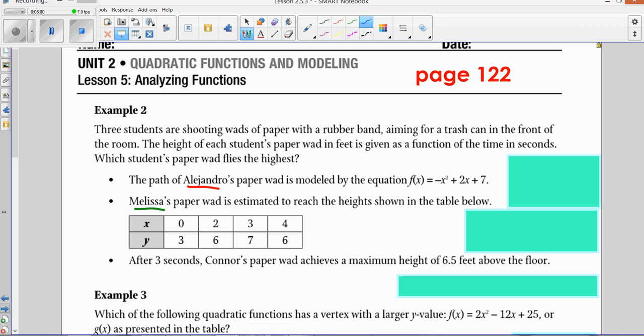will fly the highest? So flying the highest, we kind of have to know what it's saying. Flying the highest here, does that mean a greater y-intercept or a greater vertex? And here it's a vertex. And in reality, you're really looking for the maximum, the max of our function.